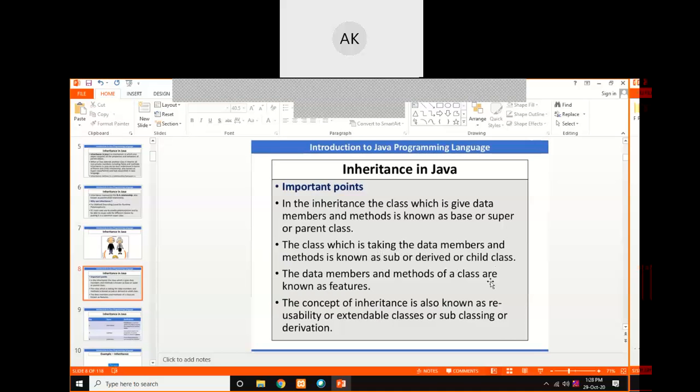Then the data members and the methods of a class are known as the features of that particular parent class, okay? And the concept of inheritance is also known as reusability or extendability of the existing class, right?